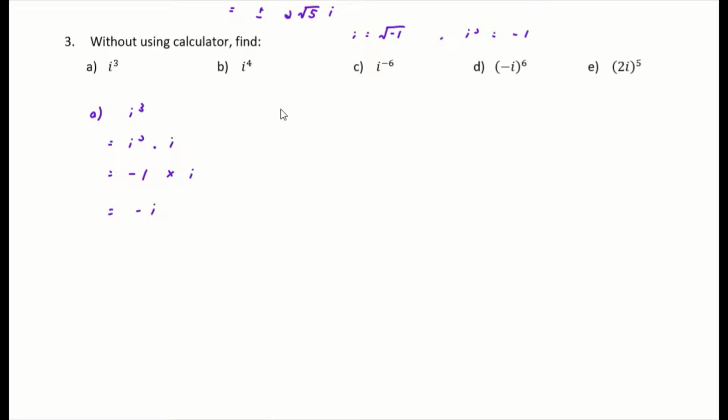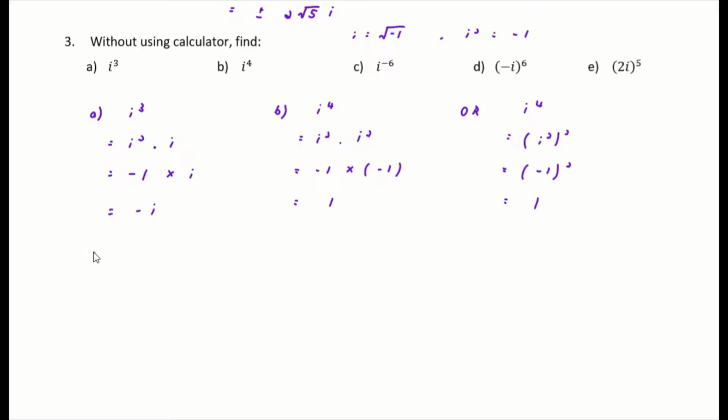Okay, so let's move on to B. Same thing, so i power 4. I can always put it as i squared multiplied by i squared. So I'll get negative 1 multiplied with negative 1. So what's my answer? It's going to be 1. It's the same thing if you want to do i squared and then in the bracket squared, you're going to get negative 1 squared, which means it's the same thing. So you can always do it like this as well: i to the 4 is equal to i squared, then squared. Since i squared is negative 1, negative 1 squared you are just going to get 1, which is exactly the same thing.